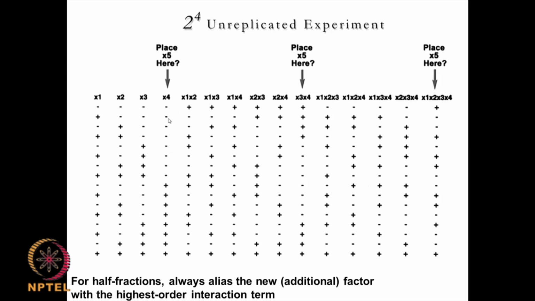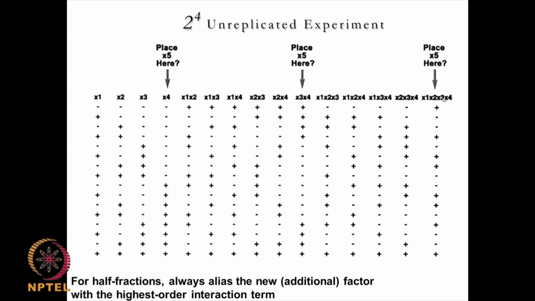Another thing is, for half fractions always alias the new factor with the highest order interaction terms. So the question is, suppose I have a 2 power 4 design, that means 16 experiments. Now I want to place the 5th factor, that means half of 2 power 5, that is half of 32, it is called 2 power 5 minus 1. Do you understand? Where should I place it?